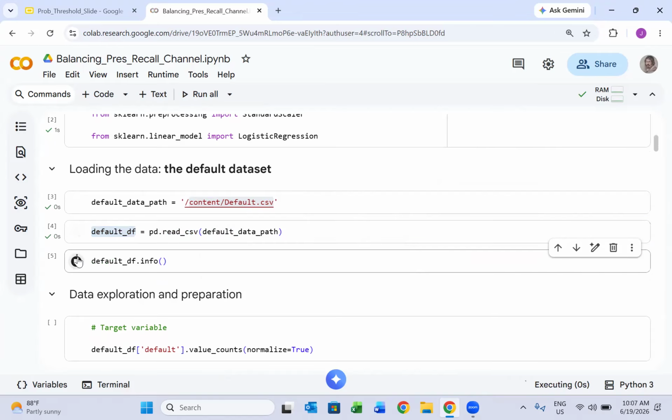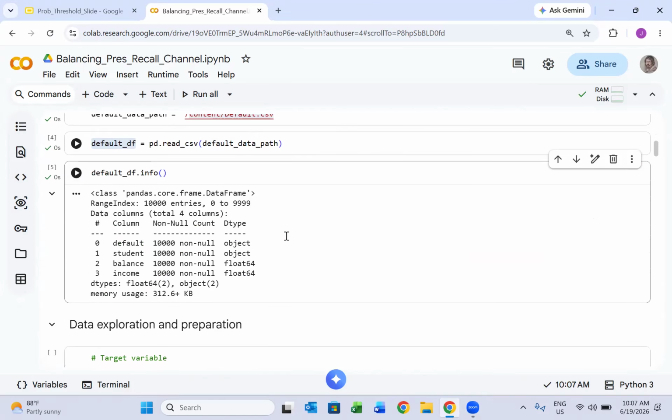Let's take a look at that data frame. This is actually a simulated data set. So it simulates data about 10,000 people. And for each person, we have information about whether the person defaulted or not in her credit card balance, whether the person is a student or not, the person's credit card balance, and the person's income. The target variable here is default.